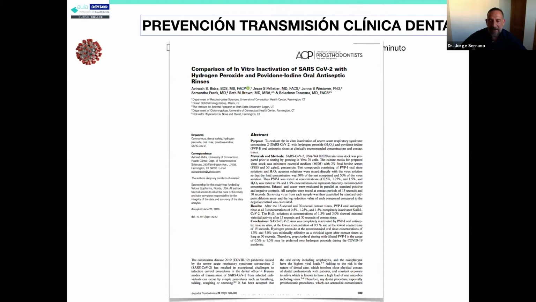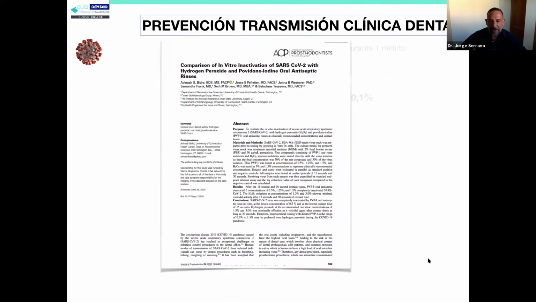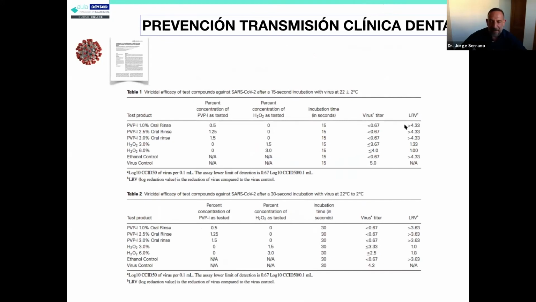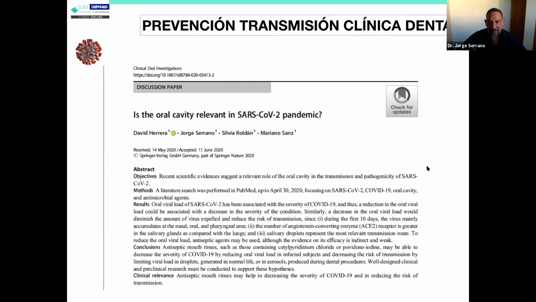this was an in vitro study where they compared the effectivity, the reduction of viral load on surfaces. They compared povidone iodine and hydrogen peroxide. Here you can see on the right the log reduction value of the viral load. So we can see that with H2O2 it reduces, but not too much. So for the mouth rinse, would I recommend hydrogen peroxide? Well, based on the present evidence, my answer would be no.